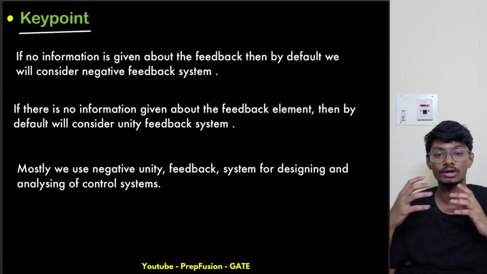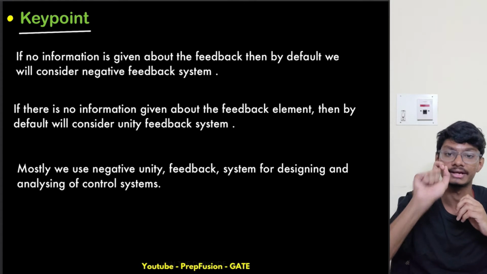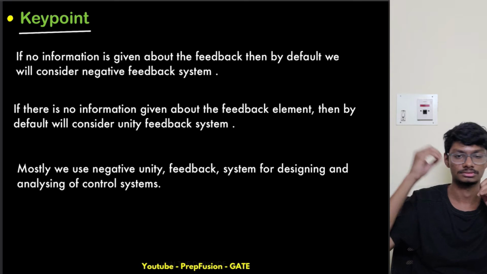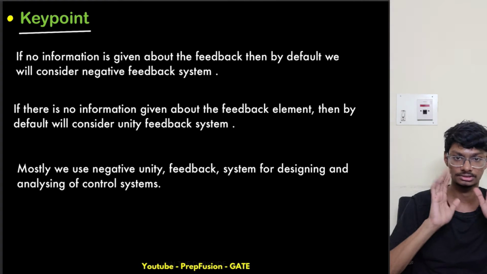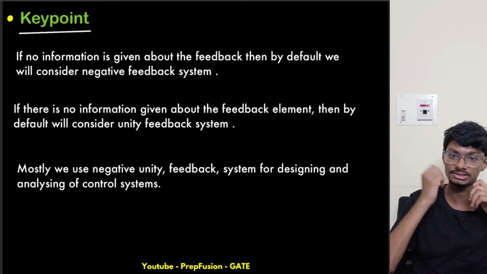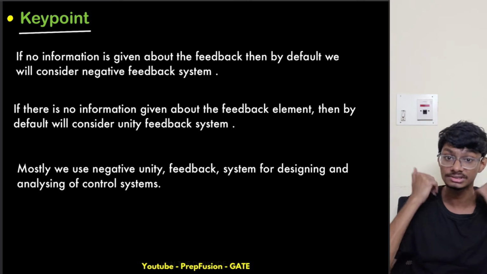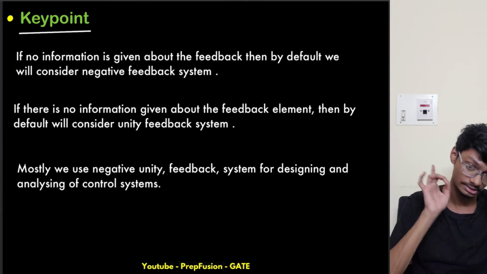What I was saying is, if no information about the feedback is given, by default we will consider it negative feedback. If they say that there is this feedback of the system, and in the question nothing is mentioned, positive or negative, we will consider negative, because in generally 99% of the cases there is negative feedback. So in GATE also you will consider negative feedback if nothing is mentioned.